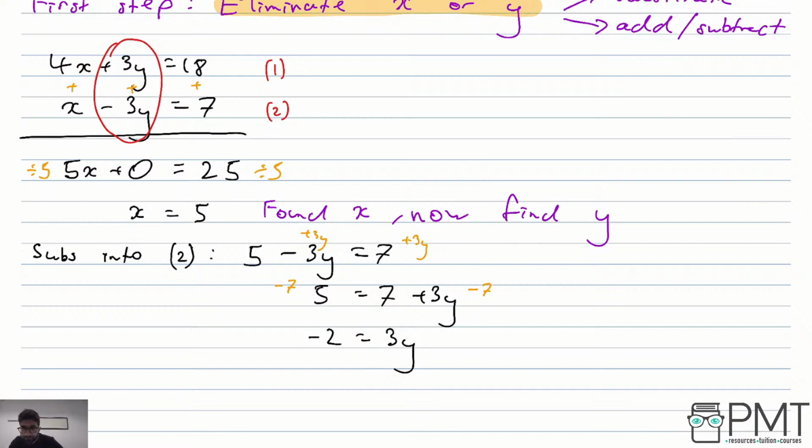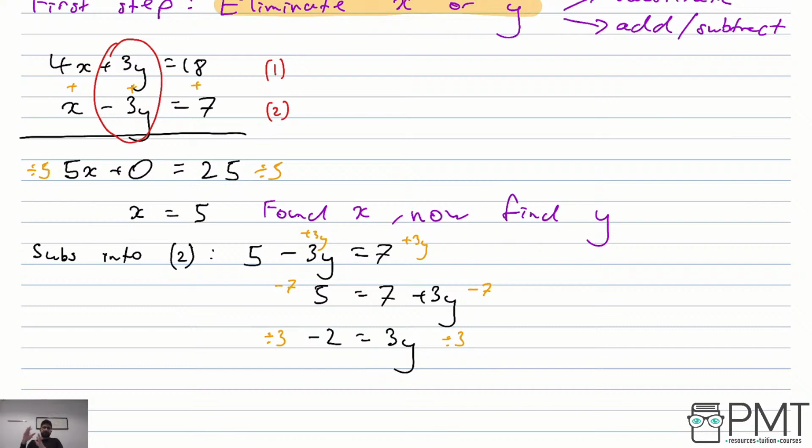Can the answer be negative? Yes, it can be. Don't worry if you get a negative or a fraction. So at the moment we have got 3y is minus 2. We divide by 3 on both sides.